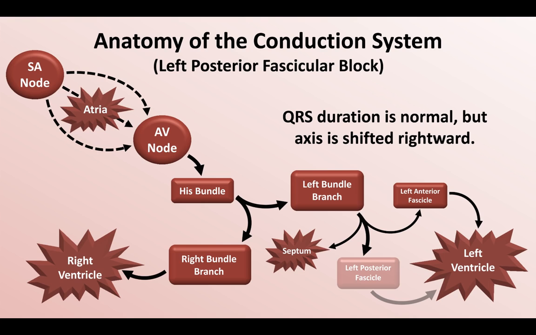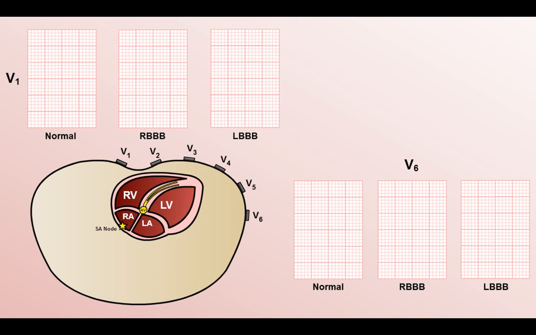So what does all of this look like on the actual EKG? Here is a transverse cross-section of the heart with the precordial leads V1 through V6 positioned on the chest wall. We'll first look at the normal sequence of ventricular depolarization. Once the electrical signal has passed through the His bundle, the next event is a left to right wave of depolarization through the interventricular septum. As this is directed towards V1 and away from V6, V1 registers a small positive R wave, while V6 registers a small negative Q wave.